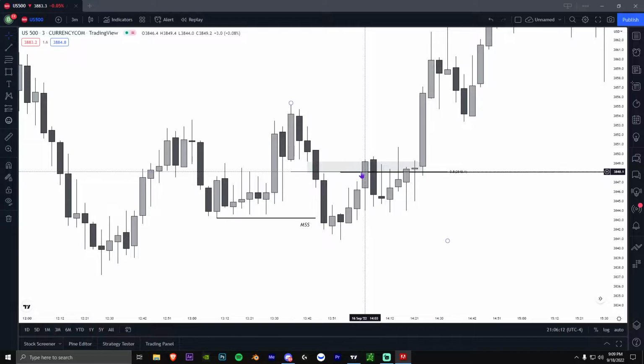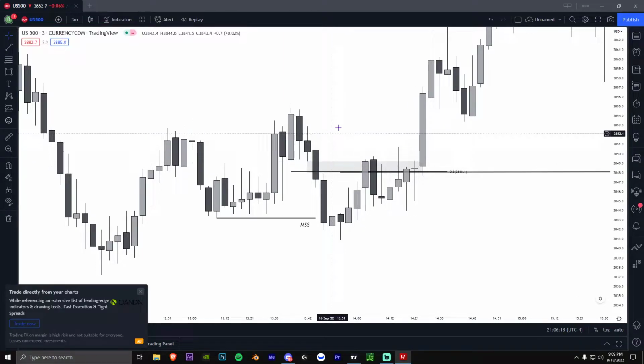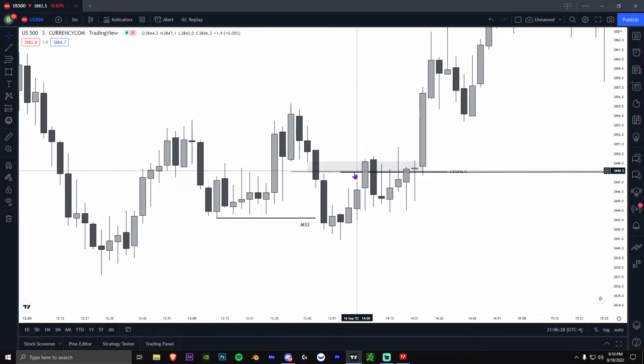So I set my limit right where the 50% was, and I do expect us to go up in the premium. Remember, premium for shorts is above the 50% and discount is below. You want to short when it's above the 50% and you want to long when it's below. So I set my limit right there, okay?